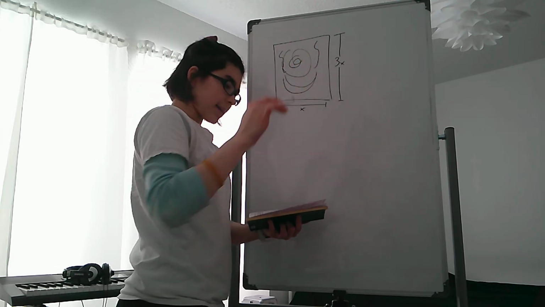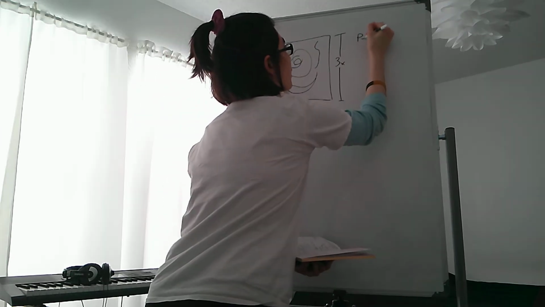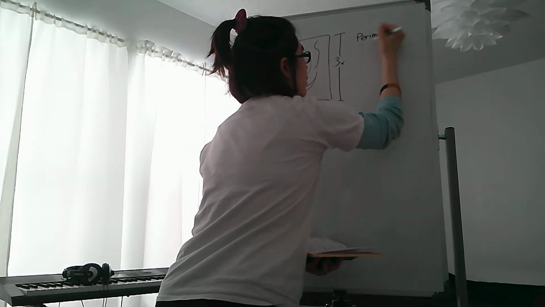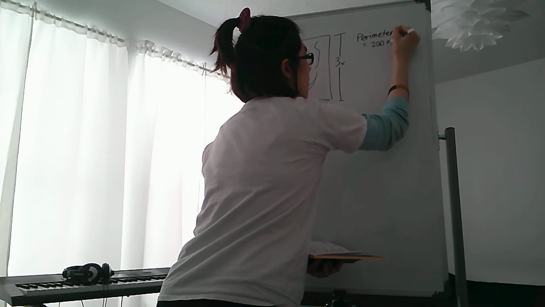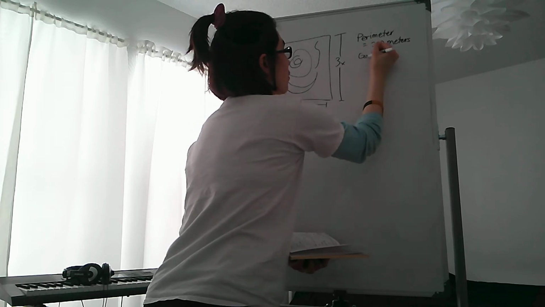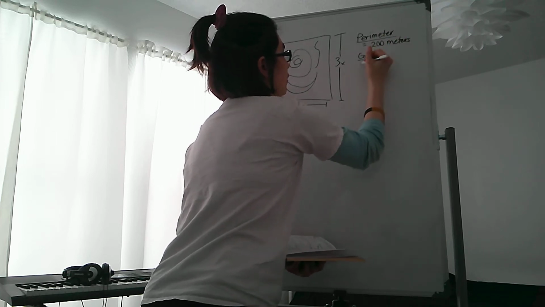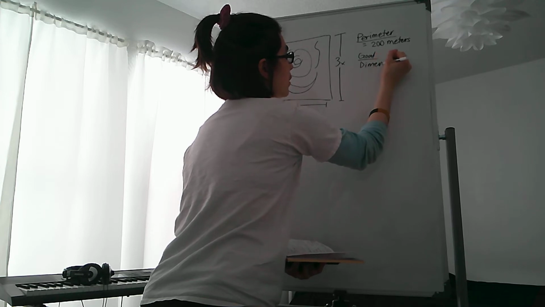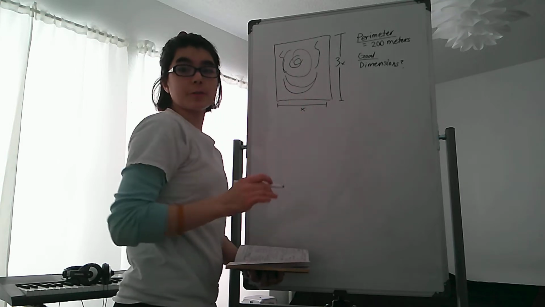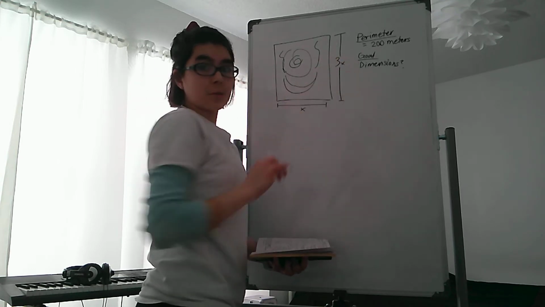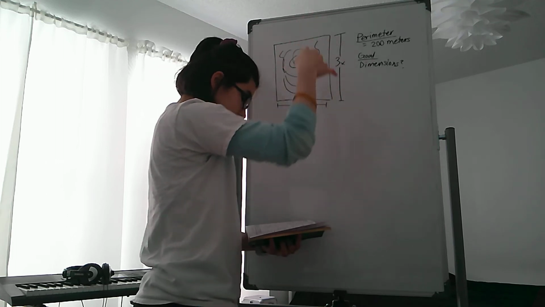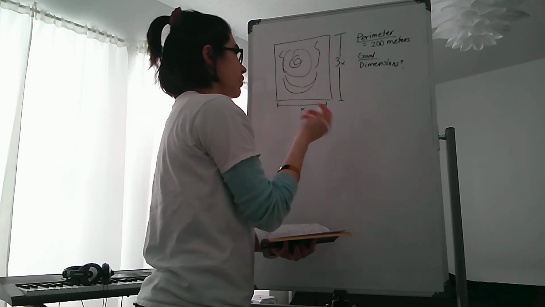So this one has a perimeter. The perimeter is 200 meters, okay? Now our goal here is, what are the dimensions? We know this flower carpet has a perimeter of 200 meters. We want to find out what x is equal to, so we can find out the dimensions. What are the length and the width, okay?